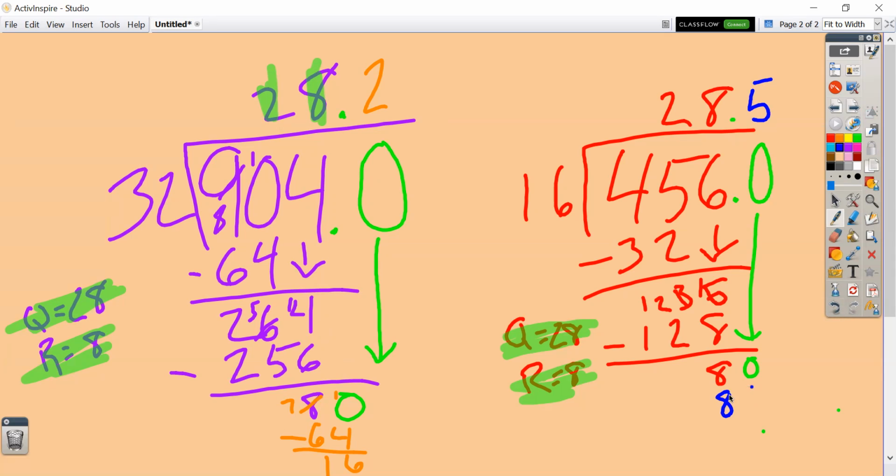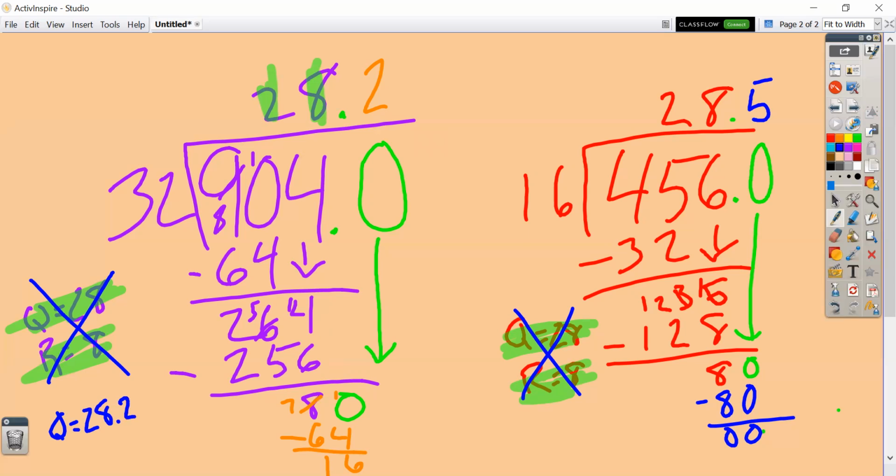And that will give me exactly 80. So now I have to ask you, because these are no longer accurate, my new quotient is 28.2 with a remainder of 16. And over here, our quotient is 28.5 with a remainder of 0. So my question is, are these equivalent now that we've decomposed even further down into smaller place values?